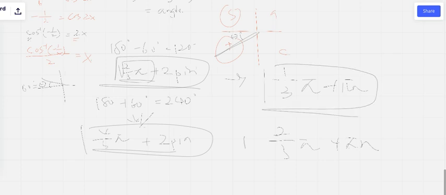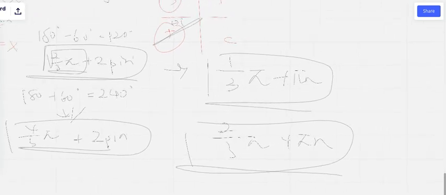These are your solution. Sometimes the questions might ask you, what are the values, what are the positive values? You will plug in real numbers in these brackets so that you get the positive values of x.